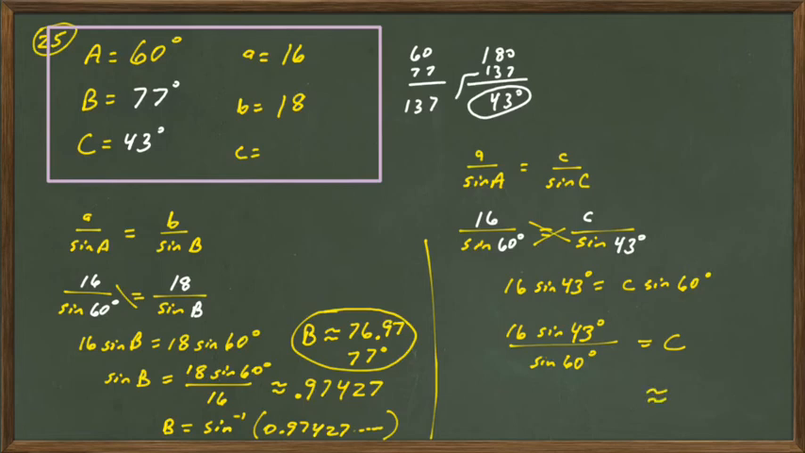At this point, it becomes an approximation when I punch it in my calculator. 16 times sine of 43. Then you want to divide that by the sine of 60. And I think I get 12.6000. So I would round that to the tenth and call it 12.6. Again, the angles are to the nearest degree and sides are to the nearest tenth.